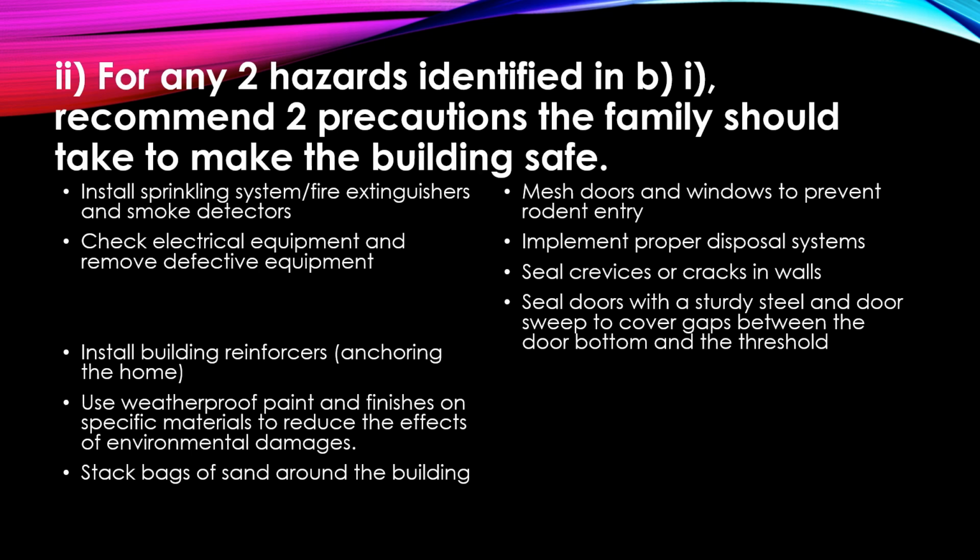For the fire hazard, the family could install a sprinkler system, a fire extinguisher, and smoke detectors. They could also check electrical equipment and remove defective equipment. As for pest invasion, they could install mesh doors and windows to prevent rodent entry, implement proper disposal systems, and seal crevices or cracks in walls. They could also seal doors with sturdy steel and a door sweep to cover gaps between the door bottom and the threshold.